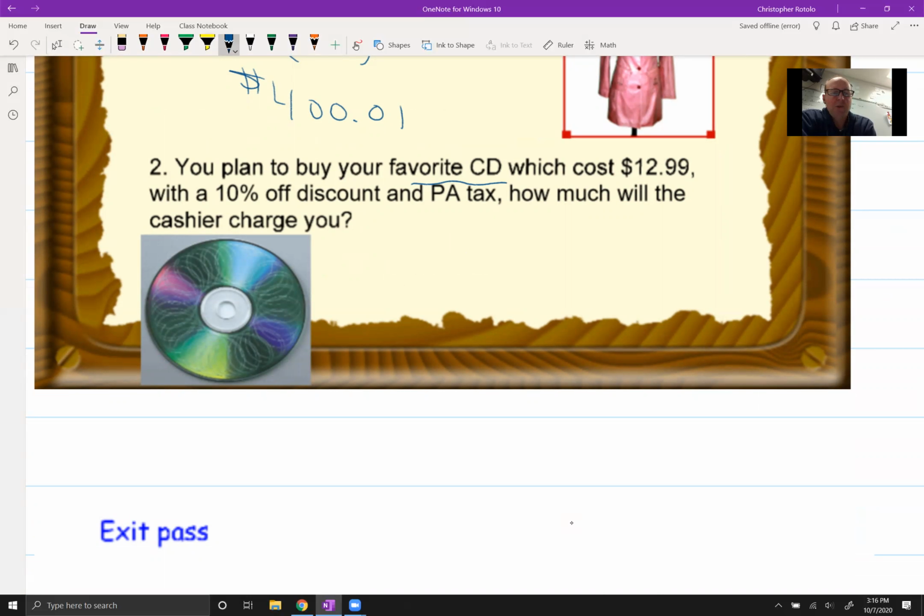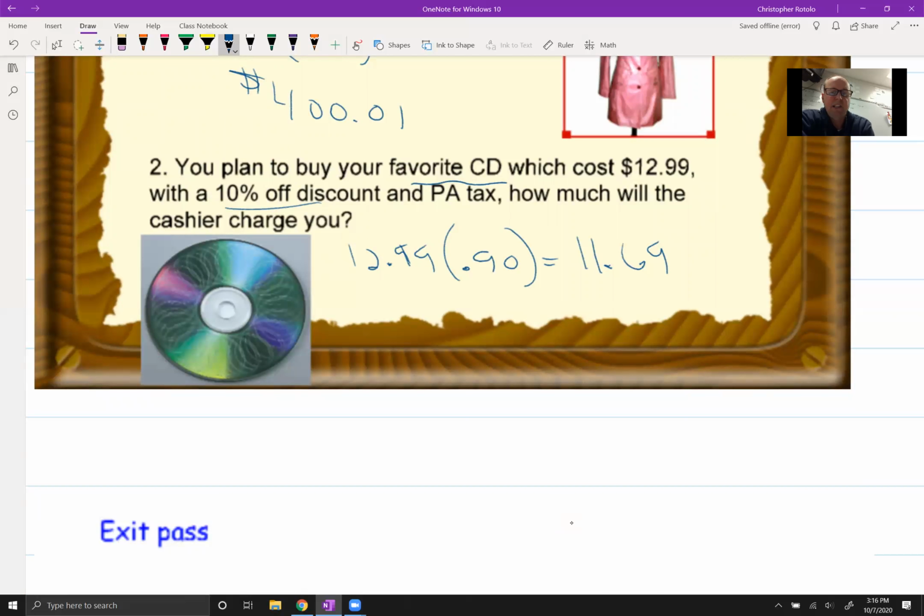They cost almost 13 bucks now with a 10% discount, and we have PA tax. So what do we get charged here? So first thing is, you got 10% off. So it was $12.99. You're going to lose 10%. So you keep 90%. So let's find out what number that is. That turns out to be $11.69.